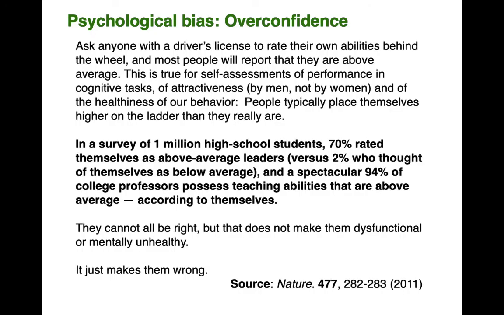Overconfidence in our abilities is another kind of confirmation bias. Ask anyone with a driver's license to rate their own abilities behind the wheel, and most people will report that they are above average drivers. This is true for self-assessments of performance in cognitive tasks, of attractiveness by men, not by women, and of the healthiness of our behavior. People typically place themselves higher on the ladder than they really are. In a survey of 1 million high school students, 70% rated themselves as above average leaders versus 2% who thought of themselves as below average. And a spectacular 94% of college professors possess teaching abilities that are above average, according to themselves. They can't all be right, but that doesn't make them dysfunctional or mentally unhealthy. It just makes them wrong.